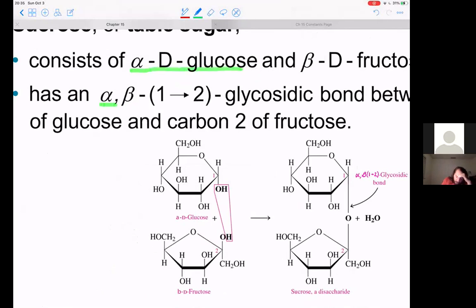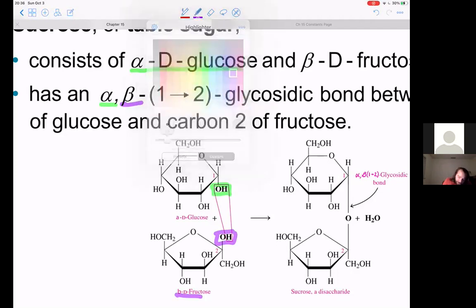Alpha D-glucose, and I know it's alpha because that OH group on the anomeric carbon is pointed down. But for fructose, I'm starting out with beta fructose, and that's important because notice that it's the hydroxyl group on both anomeric carbons that's combining. So that's why I have to have this specification of alpha beta, not just alpha or just beta, because the hydroxyl groups on both of the anomeric carbons are involved in this type of linkage. So it's alpha glucose, but beta fructose.